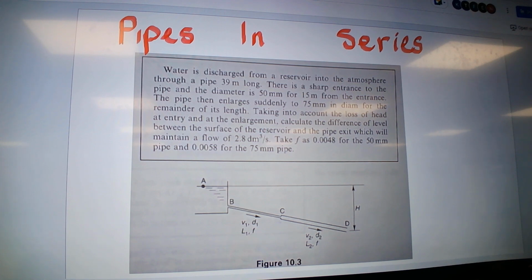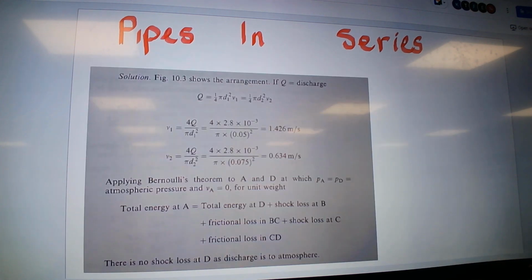The value for f is 0.0048 for the 50 millimeter pipe, and for the other pipe the value is 0.0058. So they gave us two values. Now if you draw that one, first what we need to do is, we are given the value of the Q. The Q value was given to us.